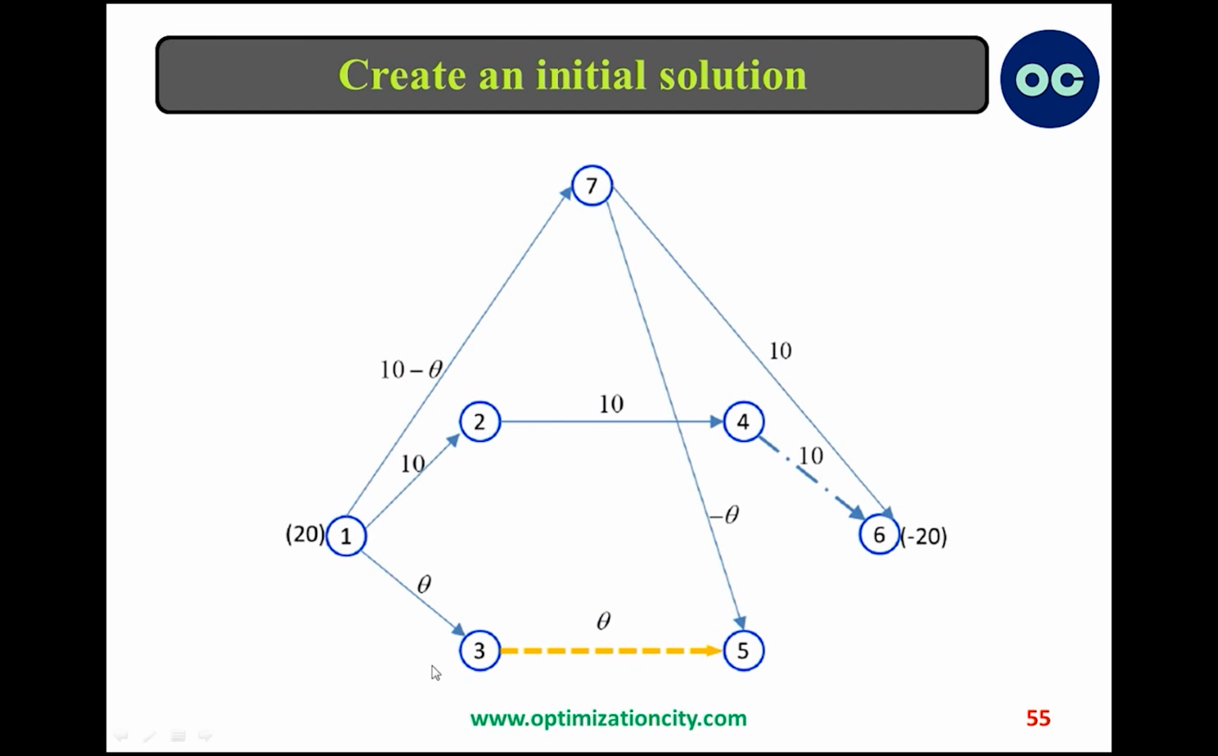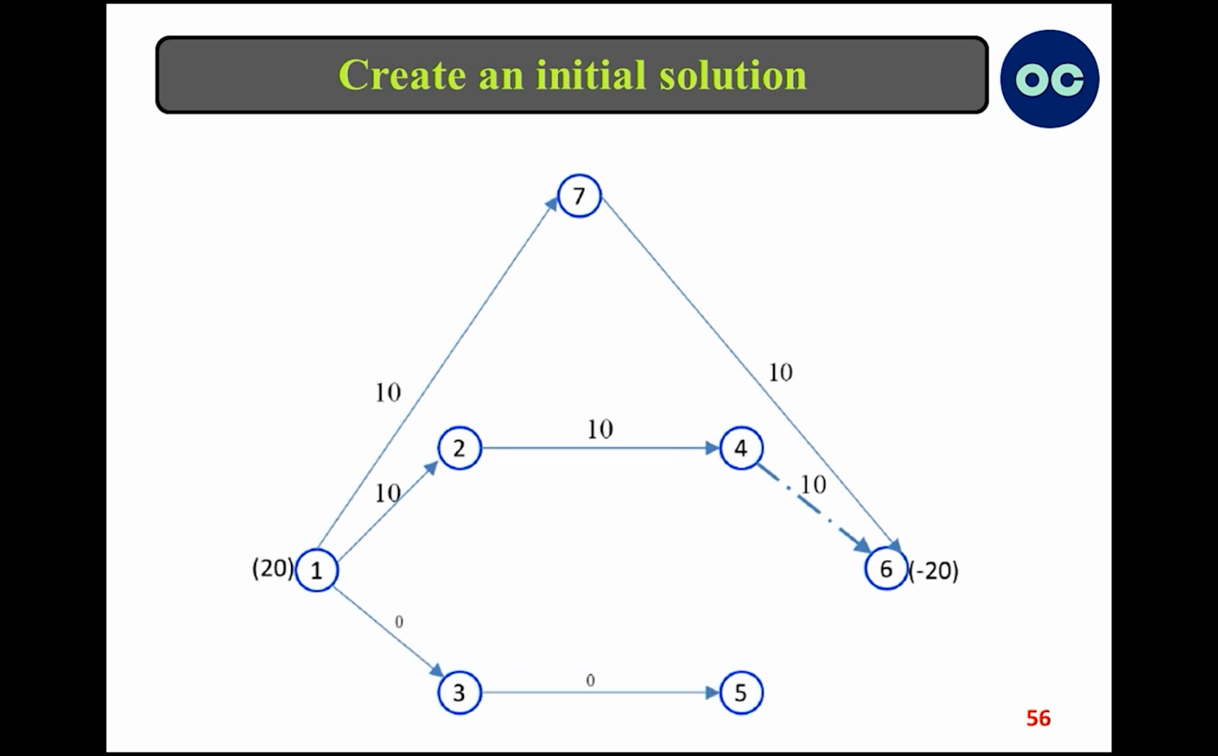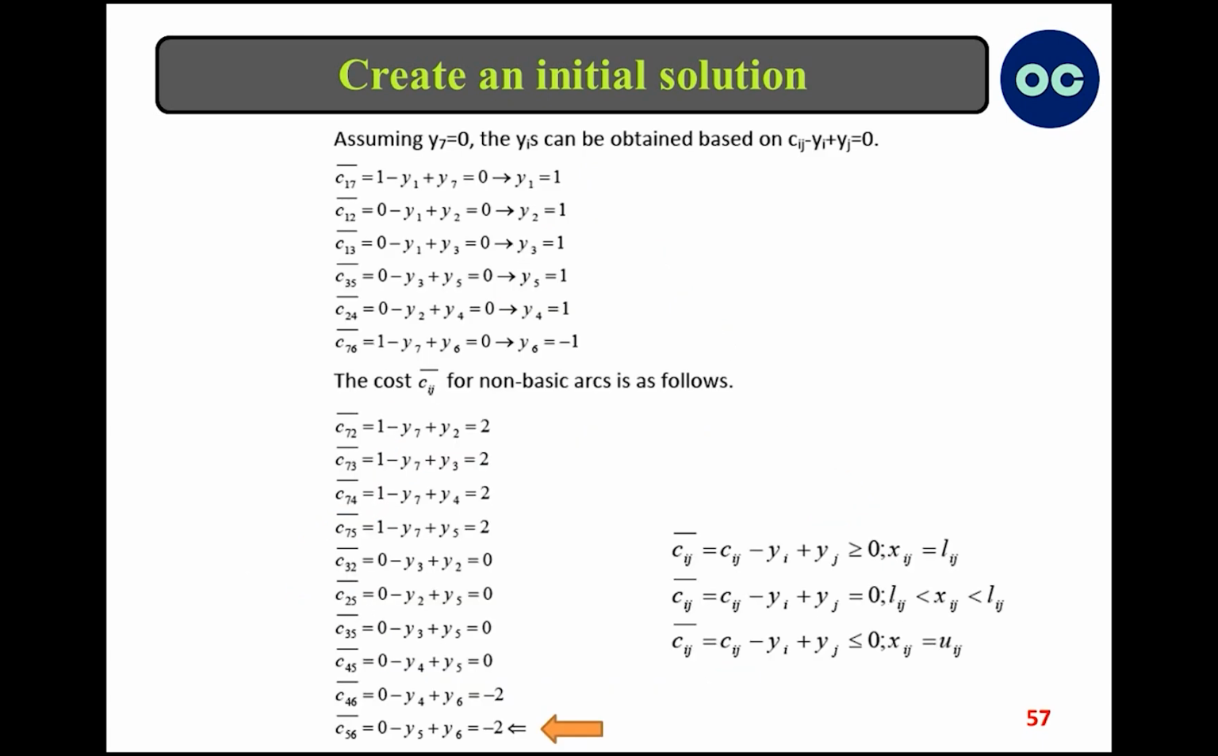And we can see that we add arc 3, 5 to the base, and arc 7, 5 is no longer part of the base, which leads to the current basic solution as follows, with the objective function of 20. Again, we calculate the yi for all nodes, and we then calculate Cij for all non-basic arcs as follows.